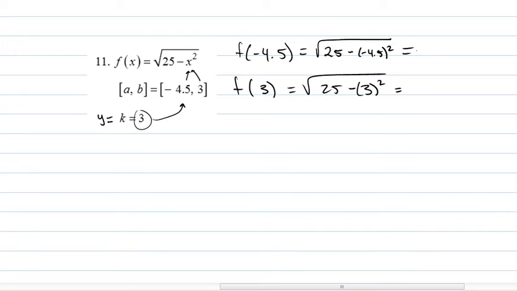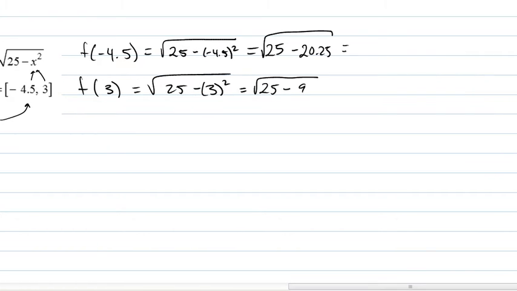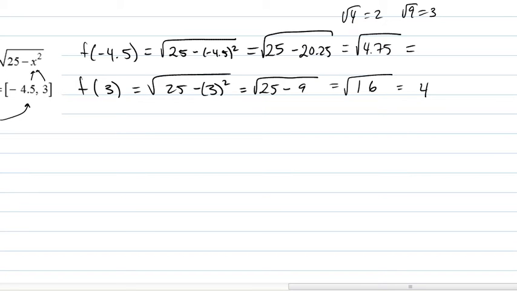So I get 25 take away 20.25, and 25 take away 9. That must mean that I have a square root of 4.75 and a square root of 16. This is 4, and I don't know what the square root of 4.75 is. I can say that the square root of 4 is 2, the square root of 9 is 3. Since 4.75 is closer to 4, I can say that it's about 2 something. It doesn't matter what it is.